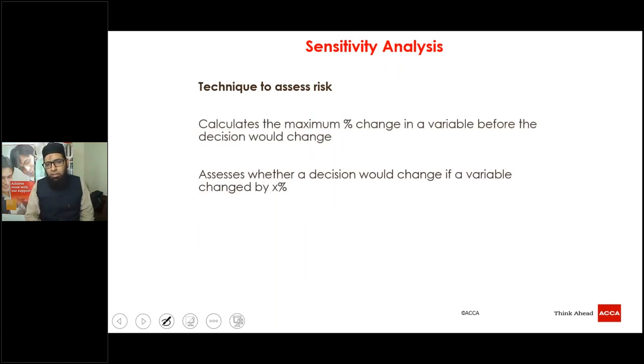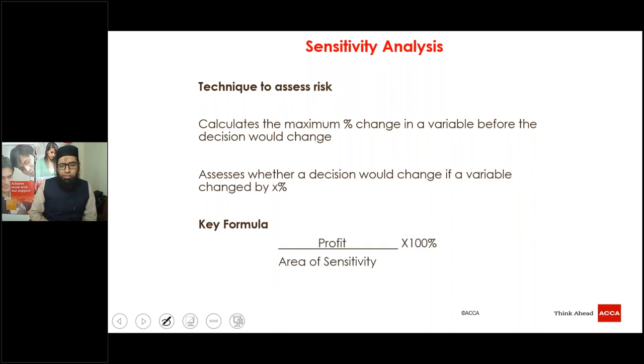Let's talk about the other topic, and that is sensitivity analysis. Sensitivity analysis is a technique to assess risk. So it is a risk assessment technique. It calculates the maximum percentage of change in a variable before the decision would change. The key formula for the calculation is profit divided by area of sensitivity multiplied by 100%.